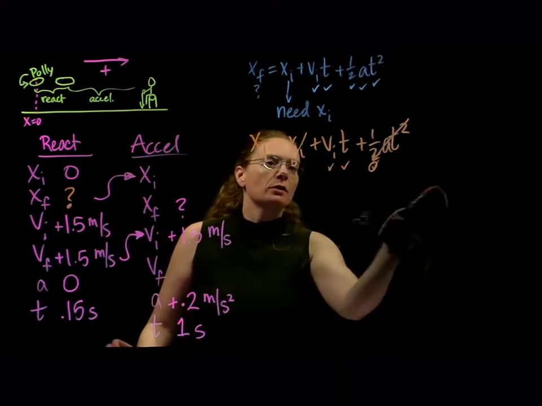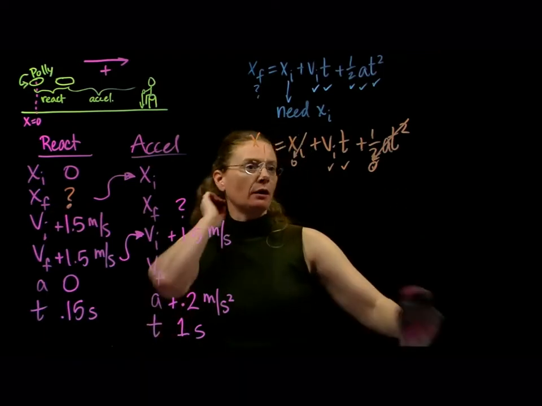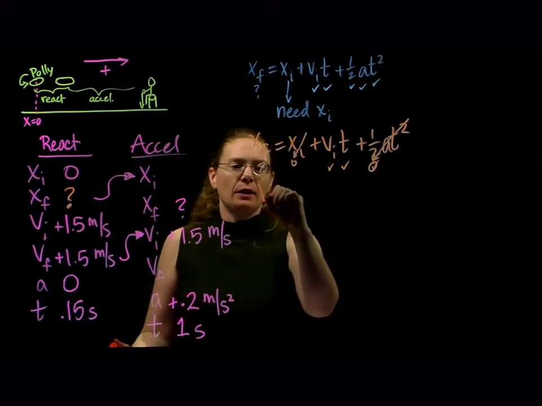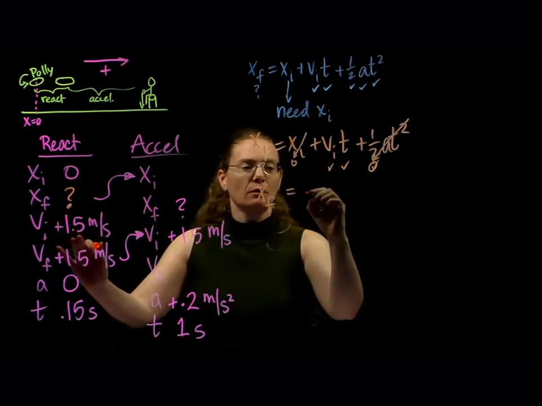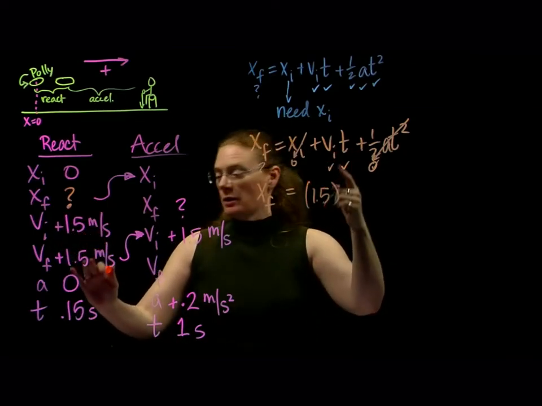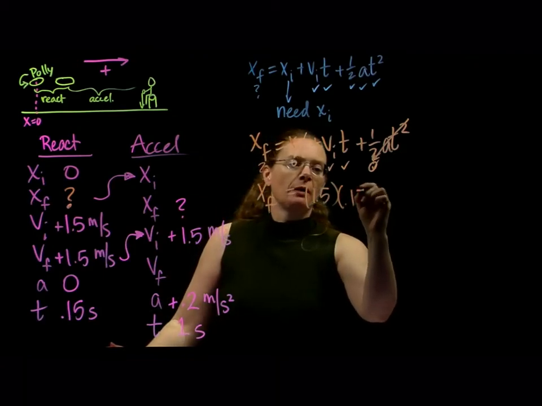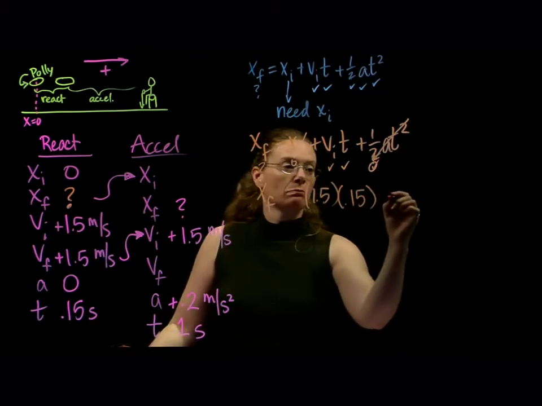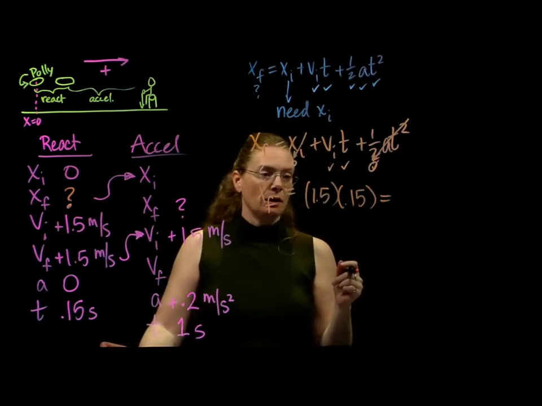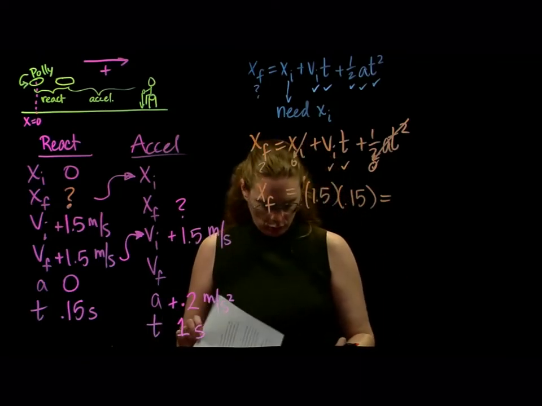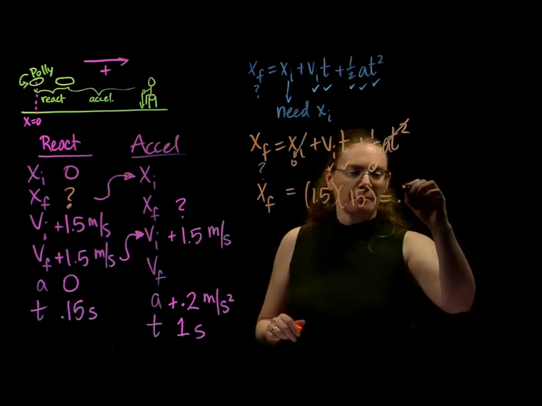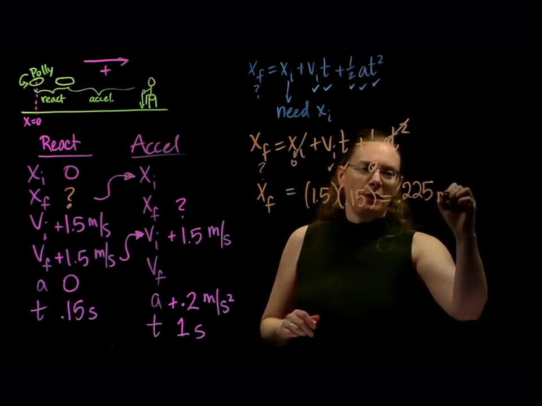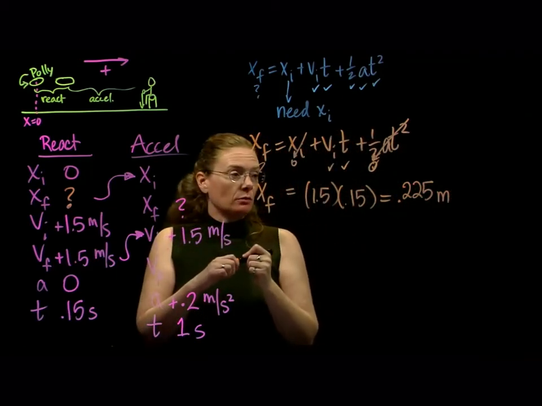So I think I'm stuck with using this one. All right, so what do we need? No, we have everything. I think we've got everything. X final is what I'm looking for. That's 0, so V initial, 1.5, times our time, 0.15. And that's 0. Okay, so I do that, and I should get what? 0.225. Yeah. 0.225 meters. Is that reasonable?